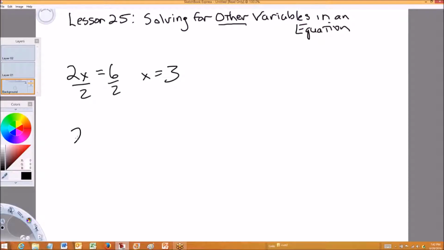But what if we have a second variable? How do we solve for x? Well, actually, we cannot solve for x as a single number. We can solve for x in terms of y. What does that mean? Well, let's still solve for x, and that means we still want to put x on one side of the equal sign.